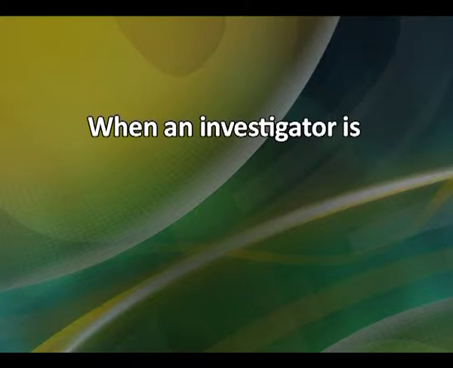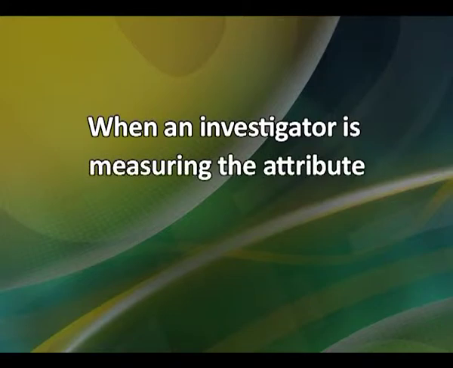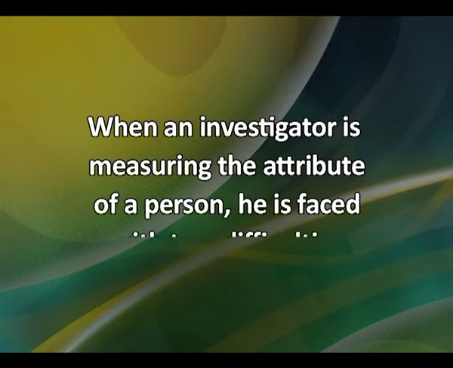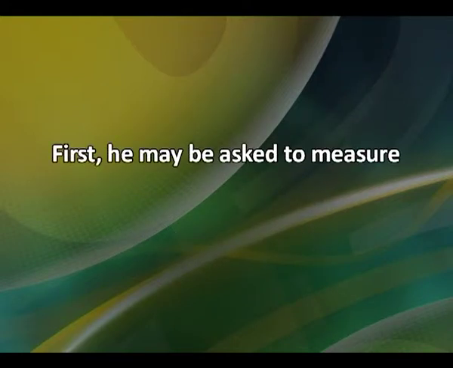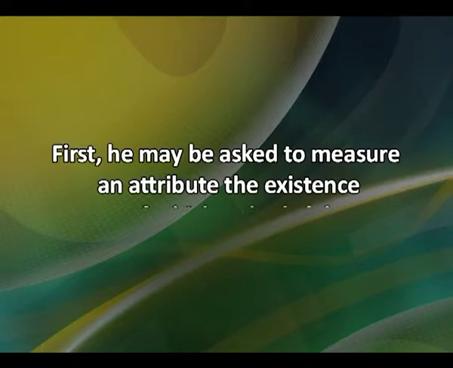When an investigator is measuring the attribute of a person, he is faced with two difficulties. First, he may be asked to measure an attribute, the existence of which is doubtful. Extrasensory perception is one such example. Most investigators have failed to show such perception in many individuals. In such a case, measurement is not difficult but rather an impossible task.